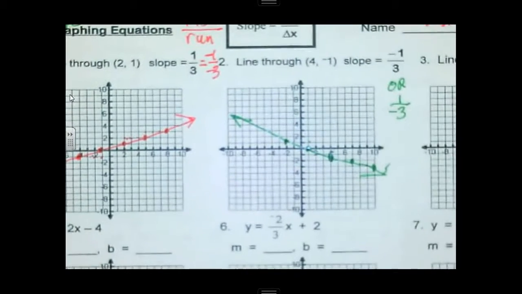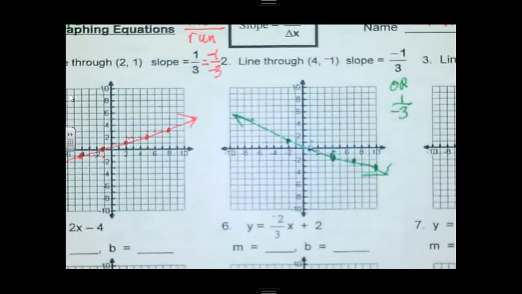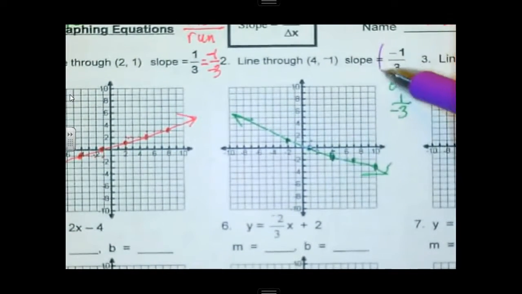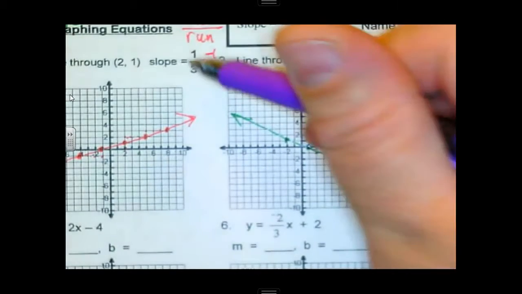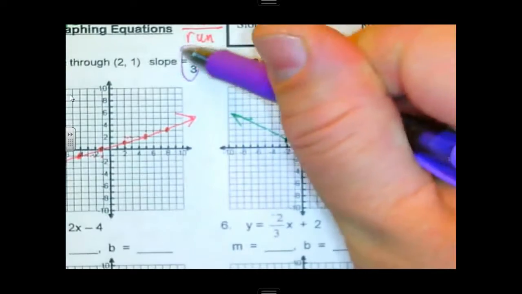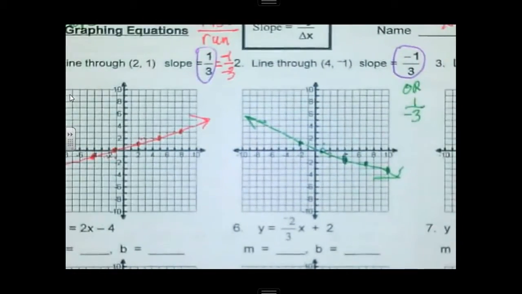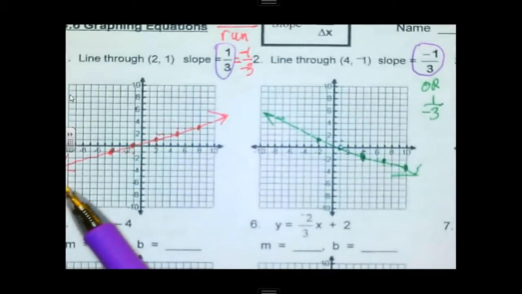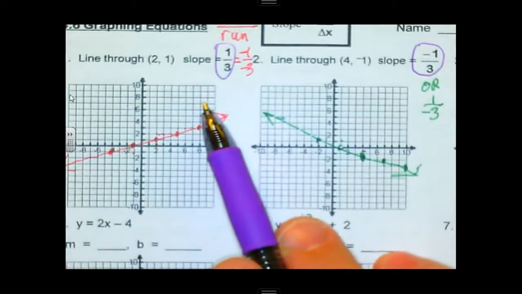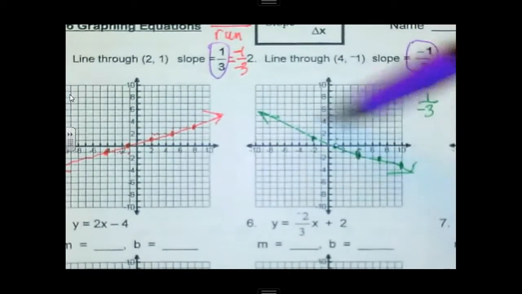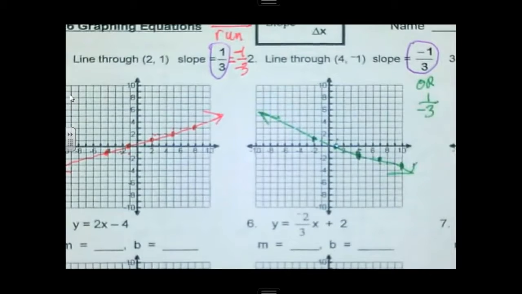Now, notice, here we have a negative slope, right? Negative 1/3. Here we have a positive slope, right? Positive 1/3. See which way my lines are going? This one's going up, positive. This one's going down, negative. So if you have a negative slope, don't make it a positive line.